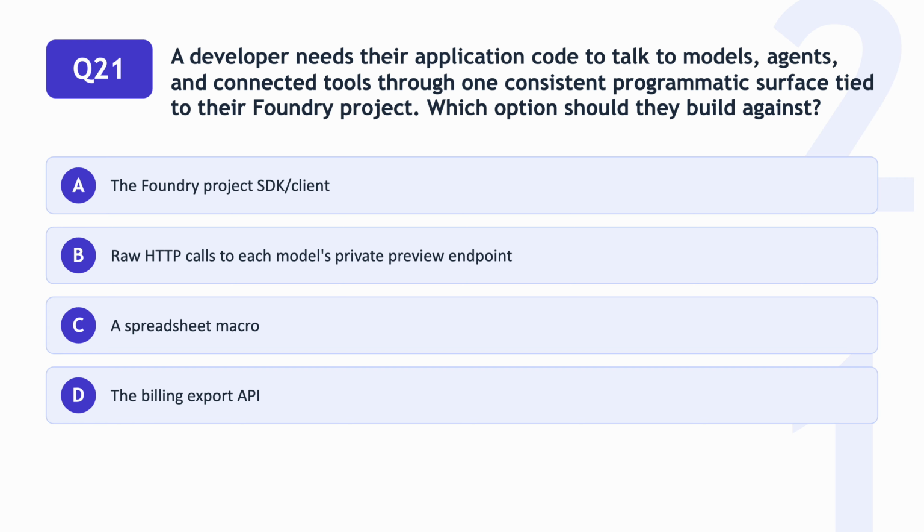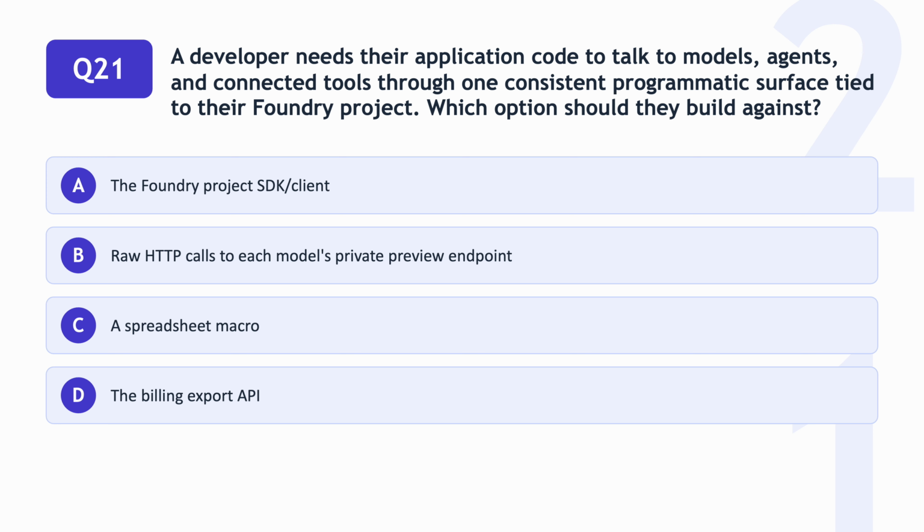Question 21. A developer needs their application code to talk to models, agents, and connected tools through one consistent programmatic service tied to their Foundry project. Which option should they build against?